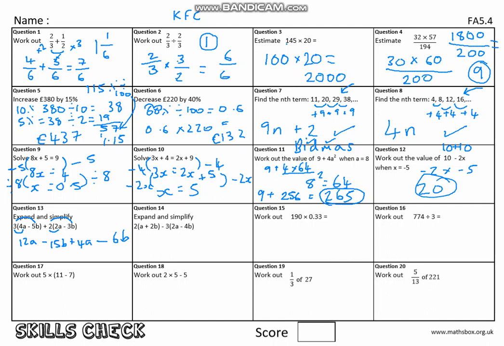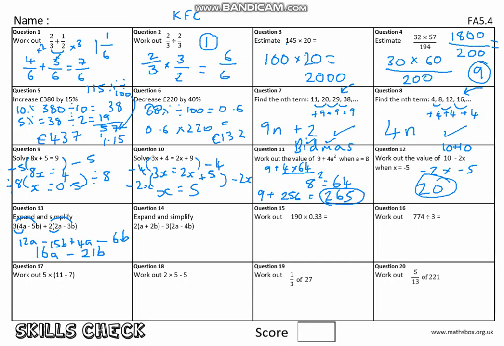So I've got 12a, and I've got to plus 4a, so that gives me 16a. And I've got minus 15b, and I need to take away another 6b. So that leaves me on minus 21b. Okay, so that's my final answer for question 13.